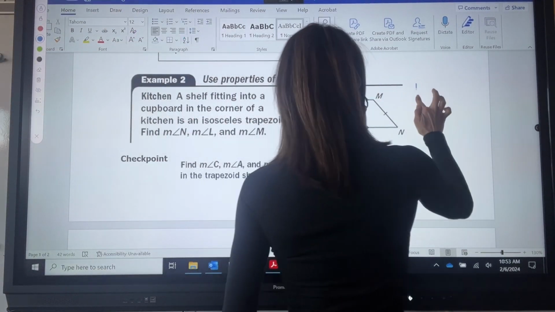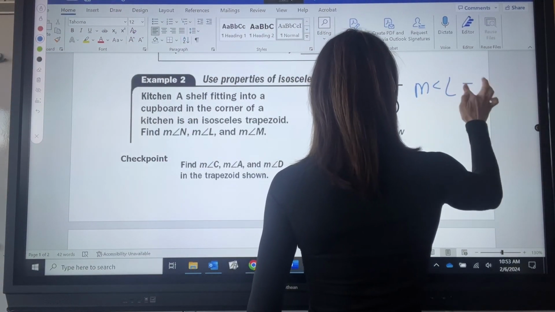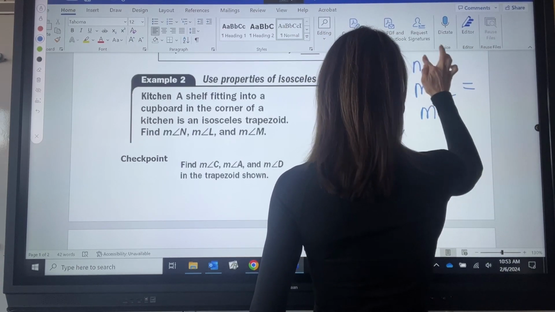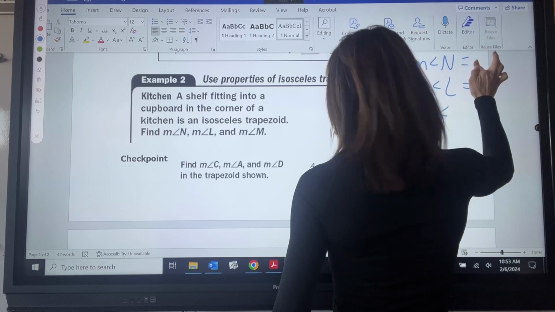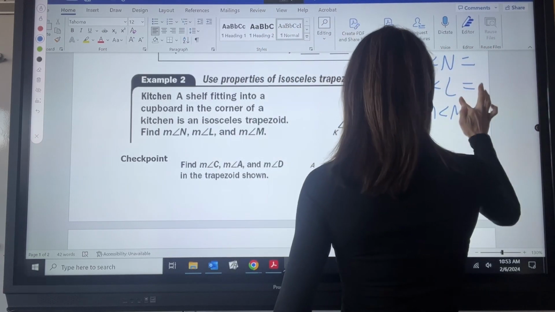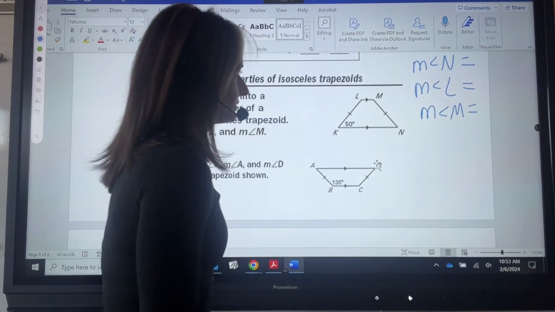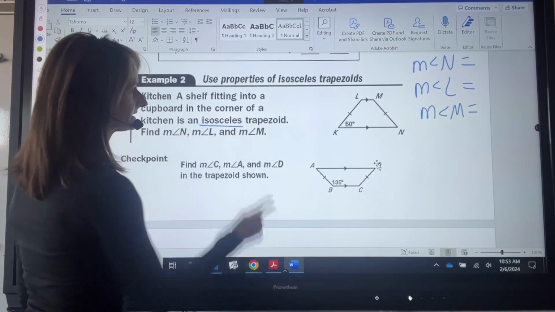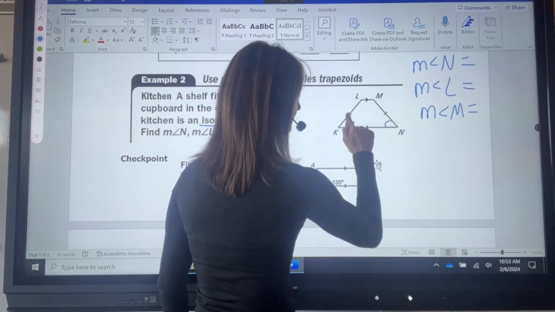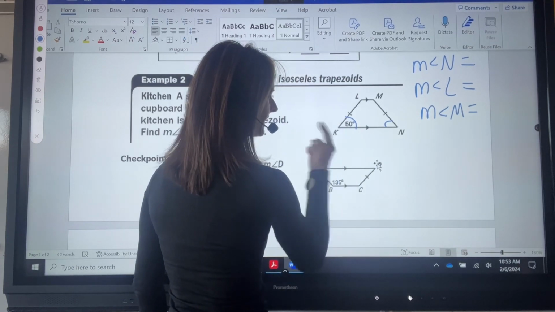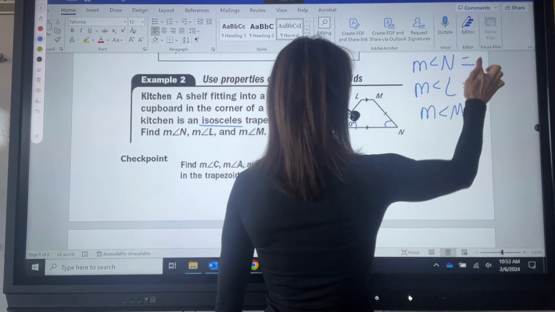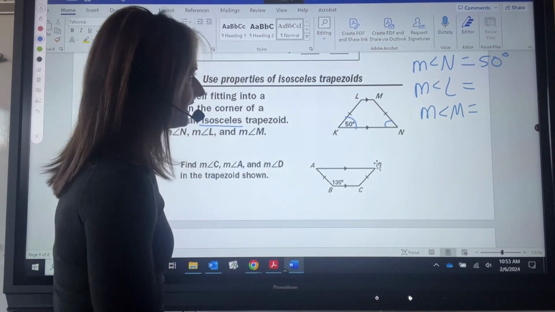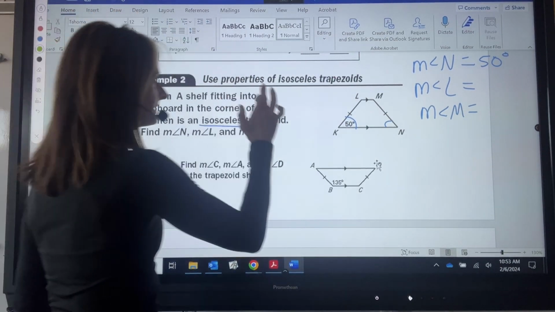So I'm going to write that. Measure of angle N is first, then L, then the measure of angle M. Okay. So the measure of angle N, we are told it's isosceles. So we know the base angles are going to be congruent. So if the measure of angle K is 50 degrees, the measure of angle N also has to be 50 degrees.